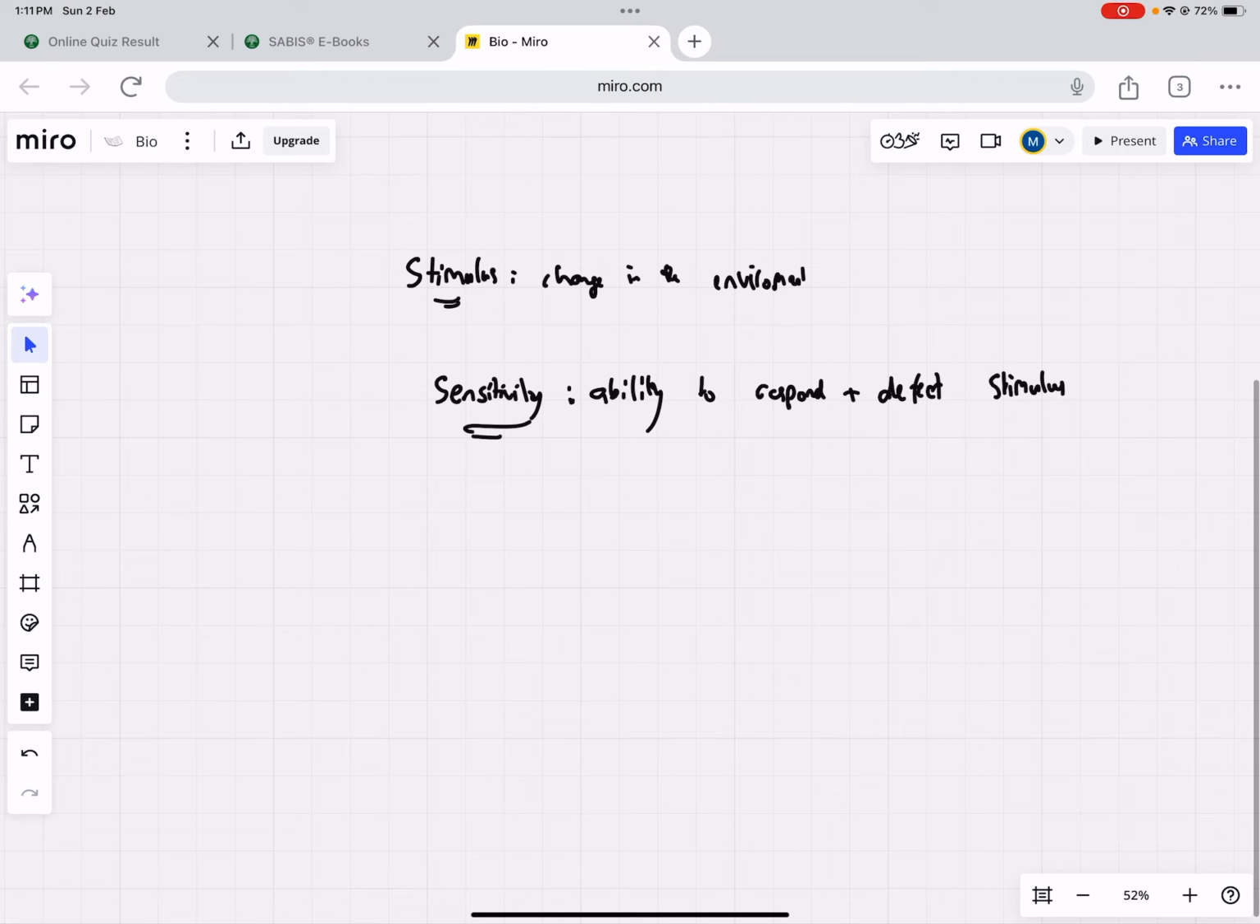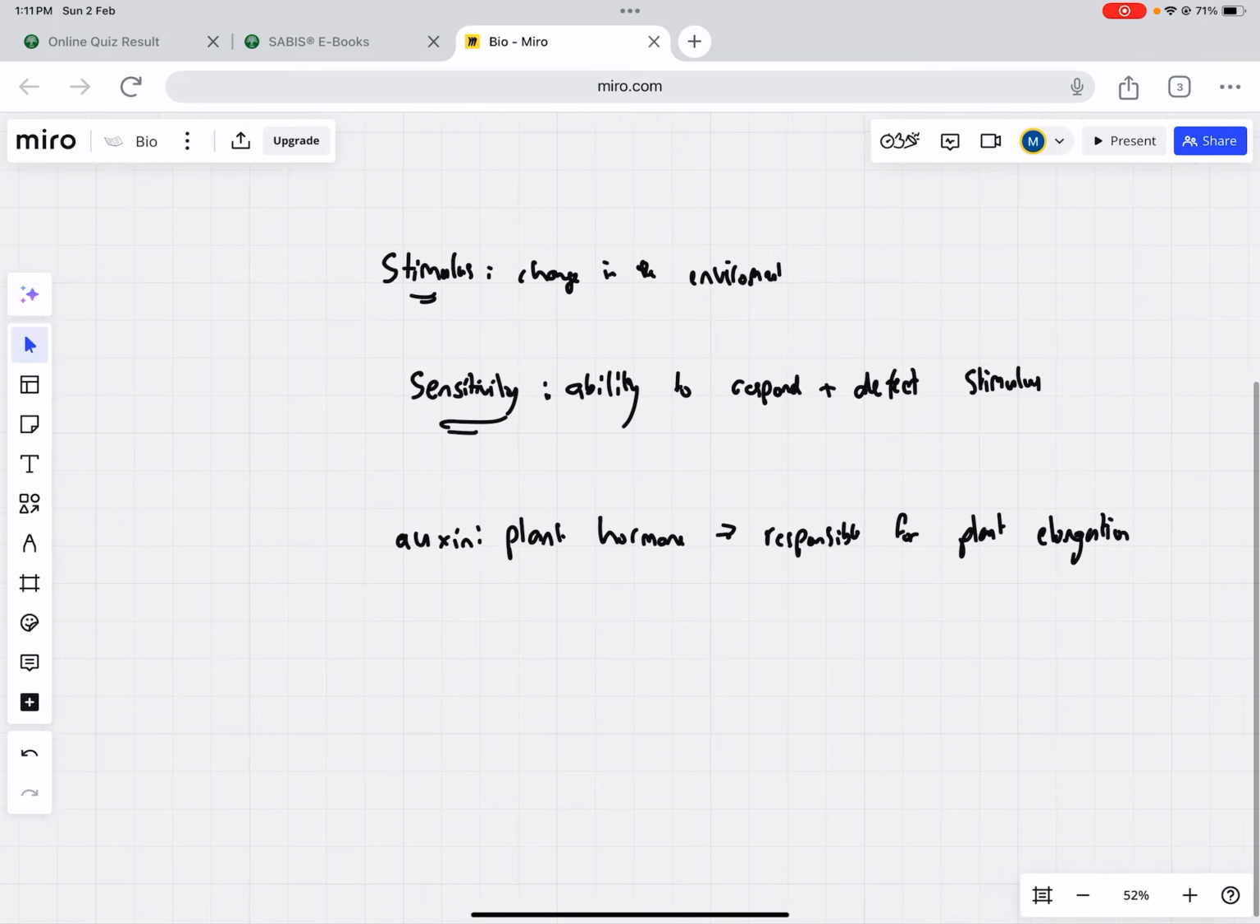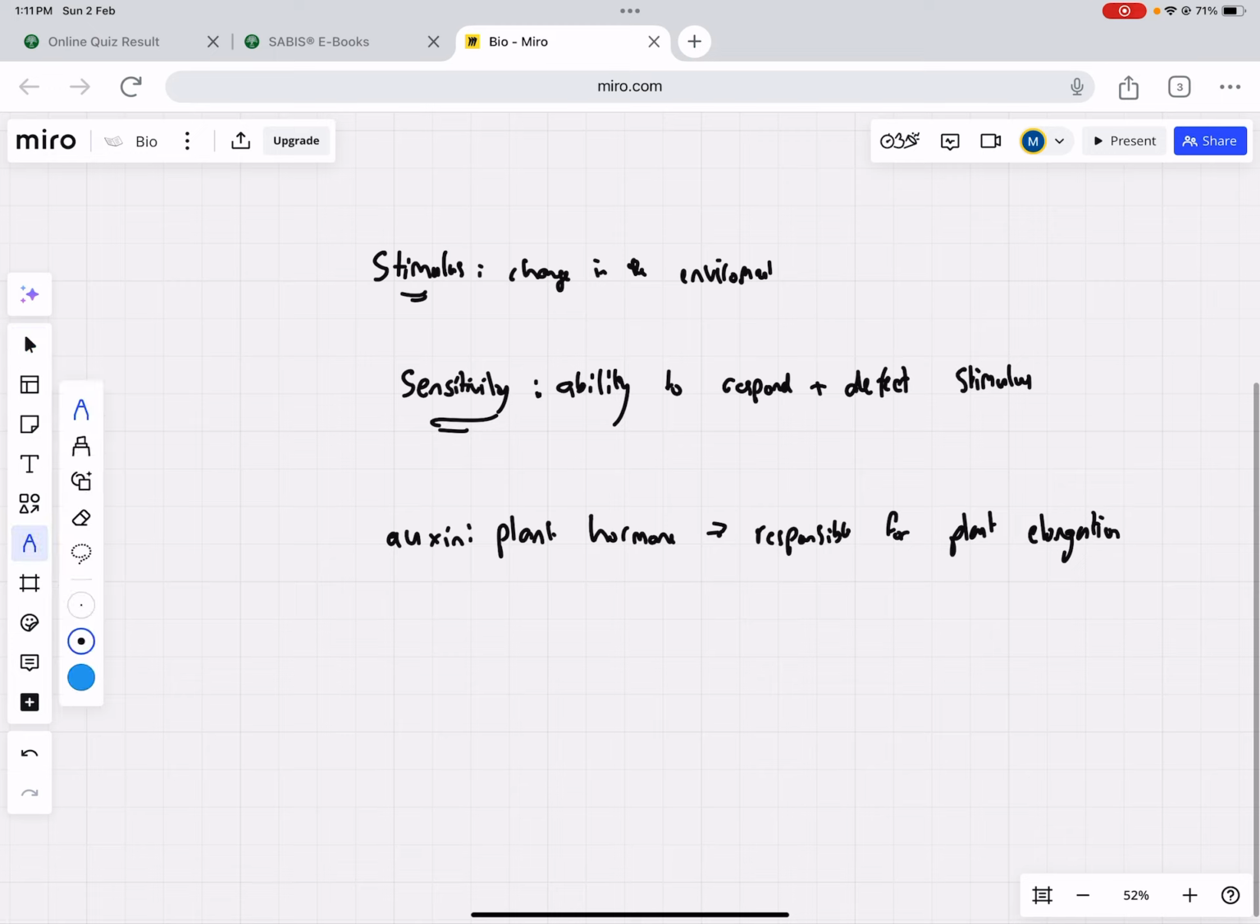One of the plant hormones that is responsible for plant elongation is auxin. So auxin is a plant hormone that is responsible for plant elongation. Okay? And usually what happens, so let's say I have a plant. Okay, let's say this is my plant. This is such a terrible plant, but okay.